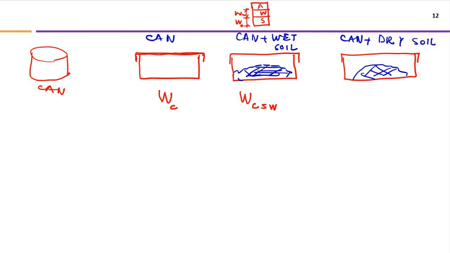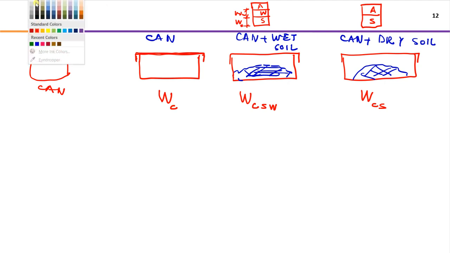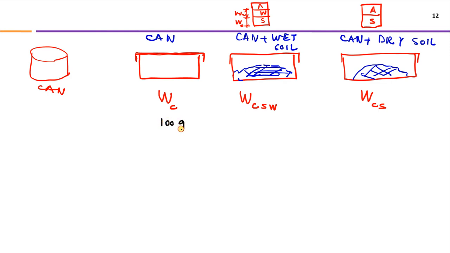Now if we look at the phase diagram, it has only two phases. What are those two phases? It has only solids and air. There is no water in it. So I can call this whole weight, because the can is also there, the weight of can plus solid. So whenever you see this, CS means can plus solid, CSW means can, solid and water, and C is only the can. So suppose we did one test, and the can weight is, let's say, 100 grams.